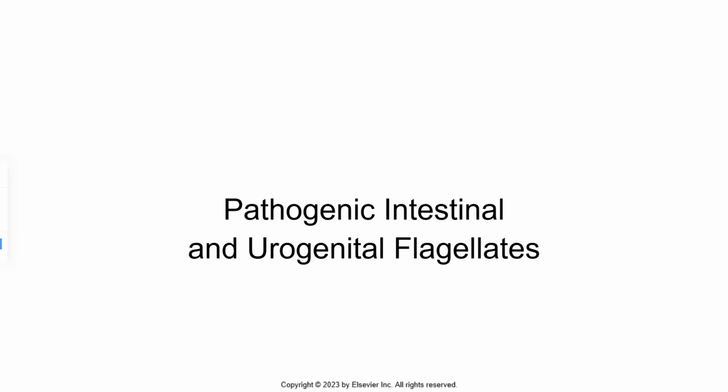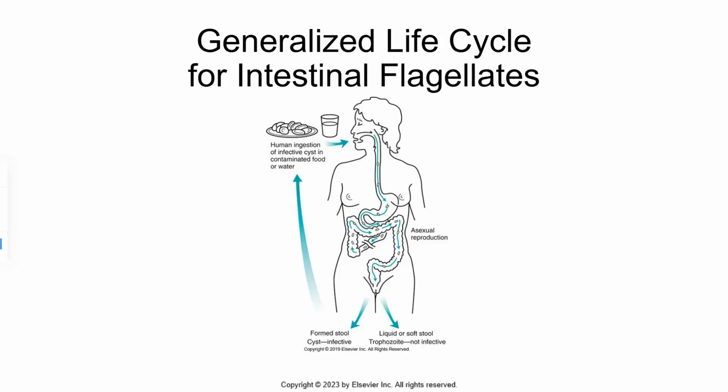Pathogenic intestinal and urogenital flagellates. So the generalized life cycle for intestinal flagellates: humans eat the infective cyst in contaminated food or water, and then the cyst hatches into a trophozoite. It goes through asexual reproduction, and if it's lost as a trophozoite, it's typically not infective. If it forms a cyst in stool, that's the infective stage that can go on to infect the next person.